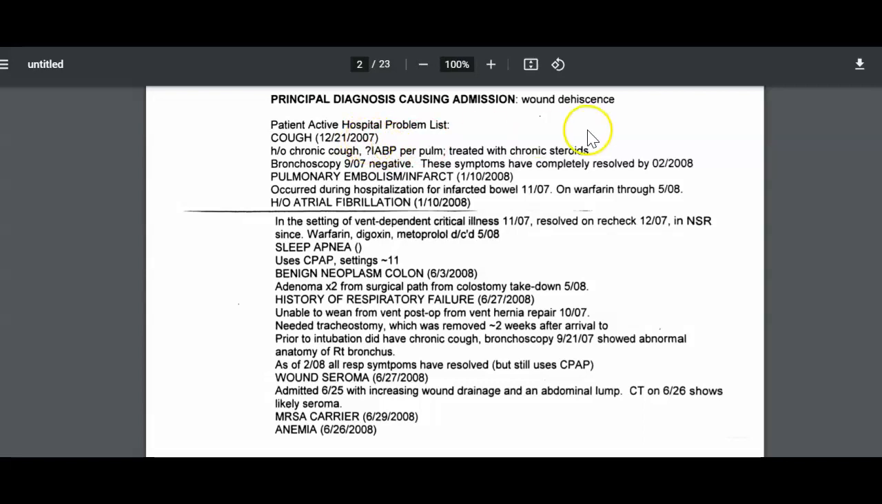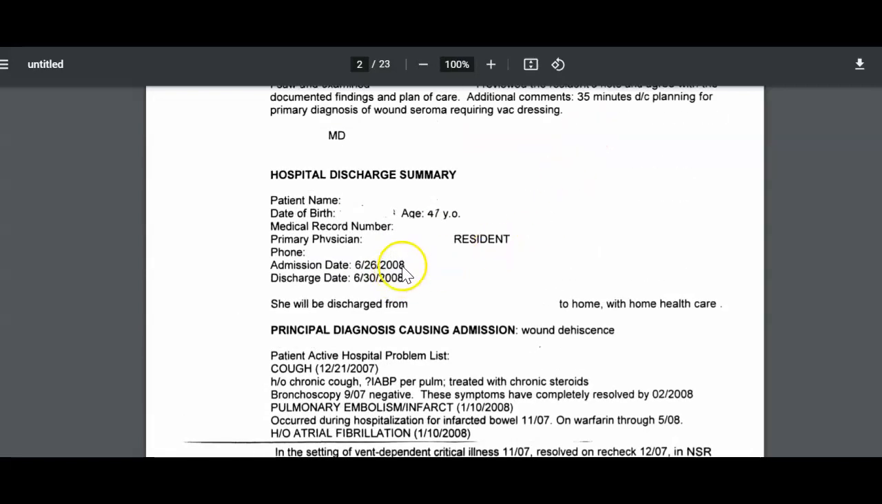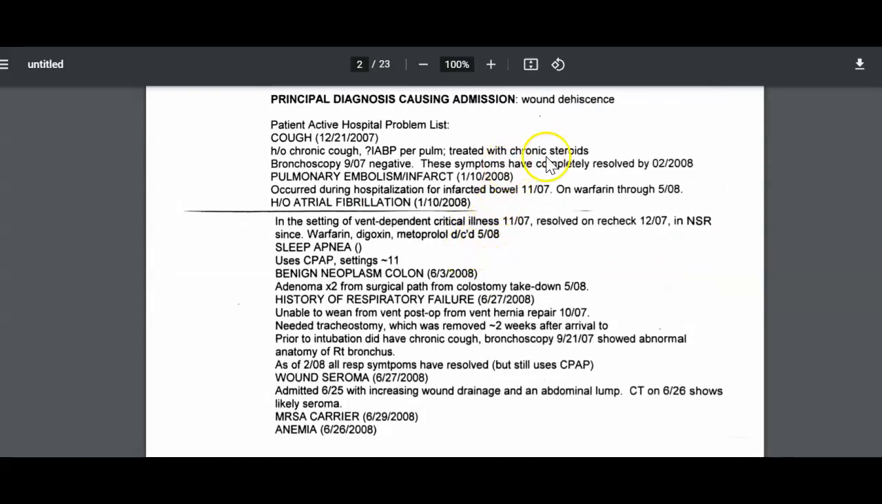Let's look, here's what you need to do. Okay, so we know that it's 2008, and we know that the patient was in 626 to 630. So really pay attention to some of these dates. I think that'll help because here we had a cough back in 2007. All right, so keep that in mind. It was resolved back in February of '08. Pulmonary embolism, this was back in 2008. We have an infarcted bowel, that's '07. They're on warfarin, so they're on a blood thinner. And they do have a history of atrial fib.